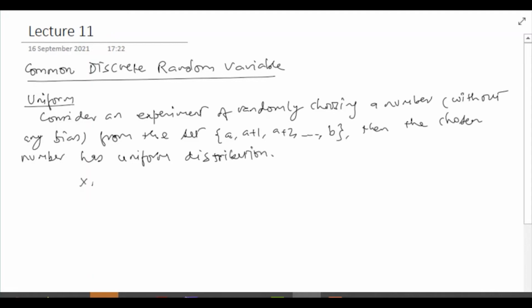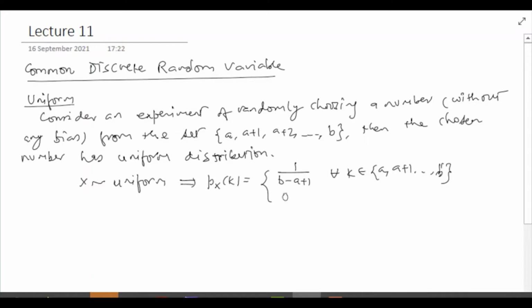So when we say that X is uniform, what we mean is that the probability mass function of X is a constant. It doesn't depend on k. It is 1 by B minus A plus 1 for all k in A plus 1 to B. Notice that there are total B minus A plus 1 elements in this set. So each one has probability 1 by B minus A plus 1. It's 0 otherwise.